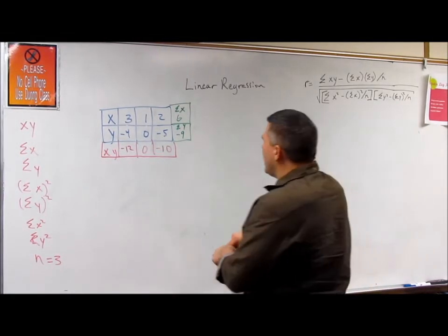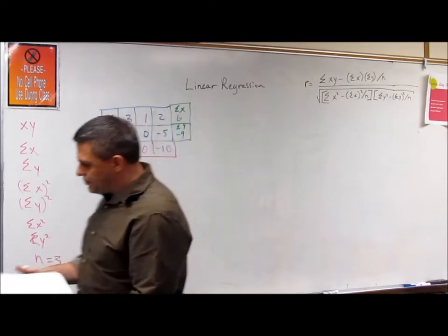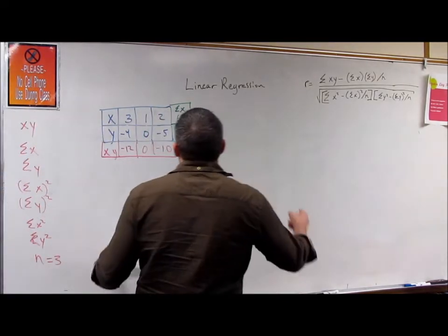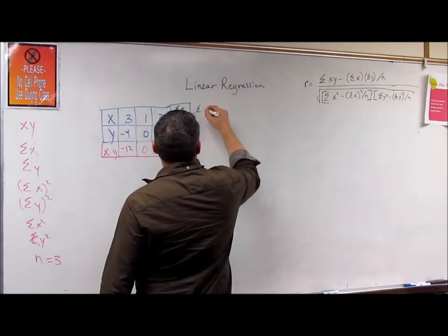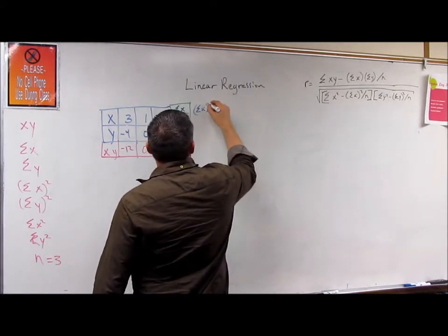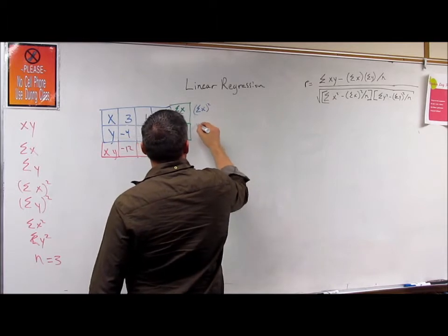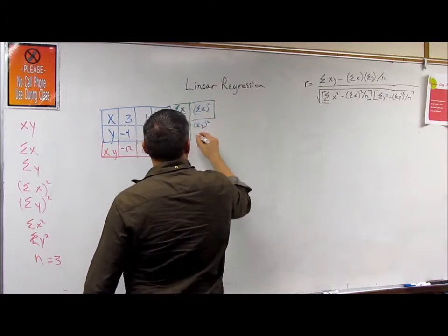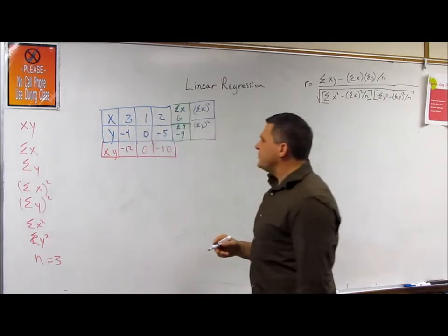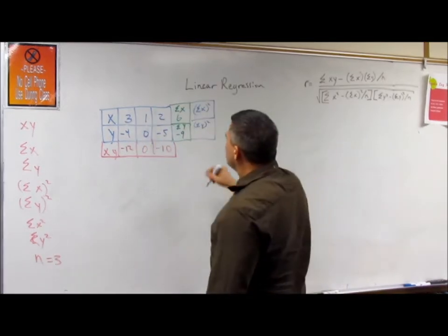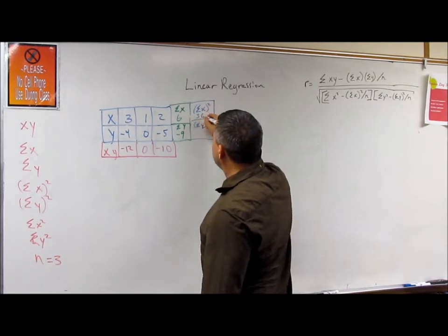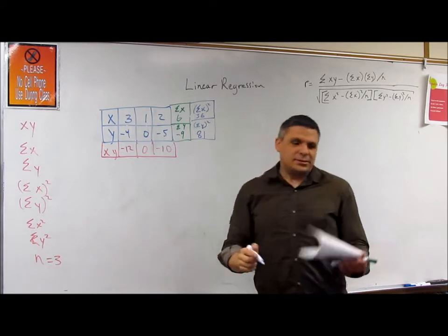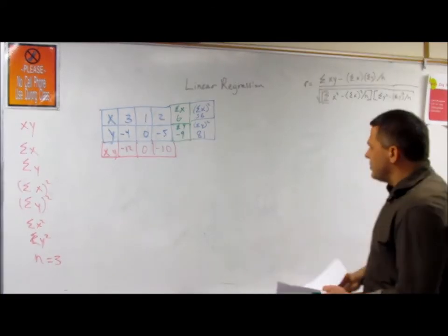What's a cool one to find out after that one? The sum of x squared. So 36. And the sum of y squared, so 81. Now we have the sum of the x's squared and the sum of the y's squared. Okay, so that's a good one to figure out. 36 and not -81. 81. -9 times -9 is 81.